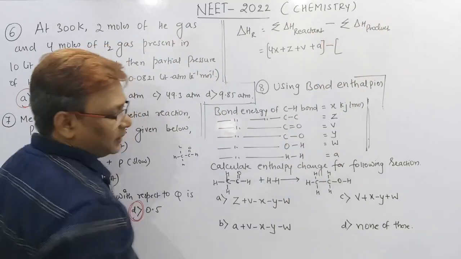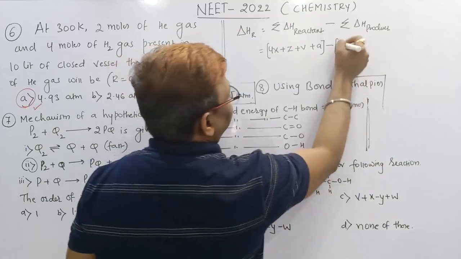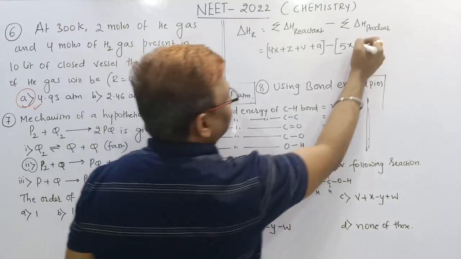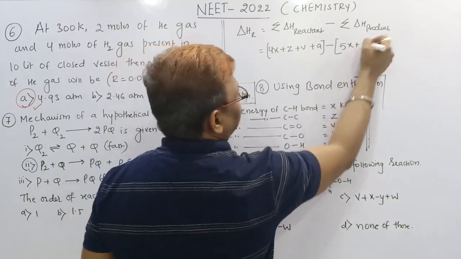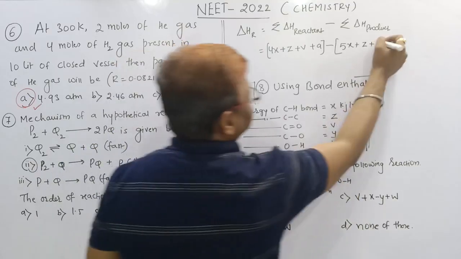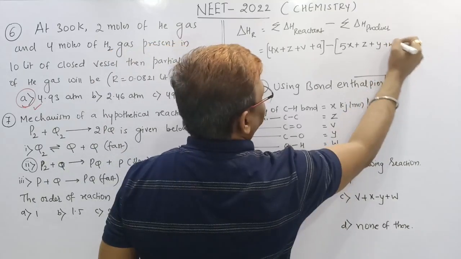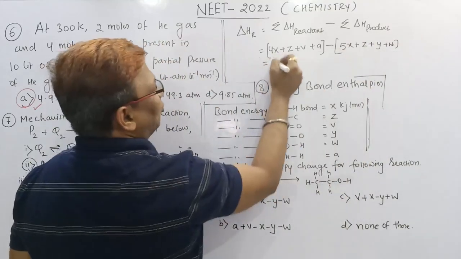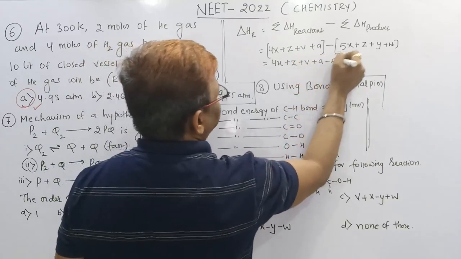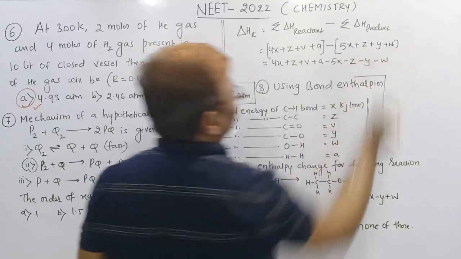This is about the reactant. Minus the product. How many CH are there? 1, 2, 3, 4, 5, so 5 times X, because CH is X. How many CC are there? One, the value of CC is Z. How many CO are there? One, the CO value is Y. How many OH are there? One, the value is W.